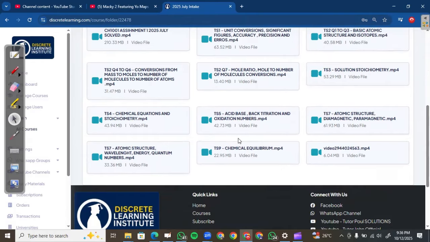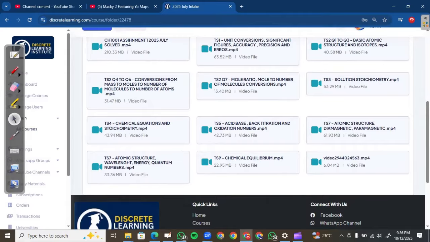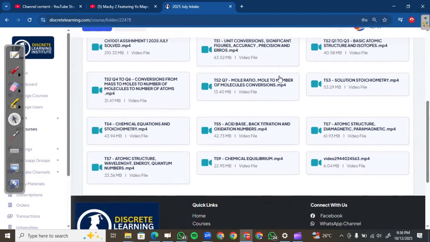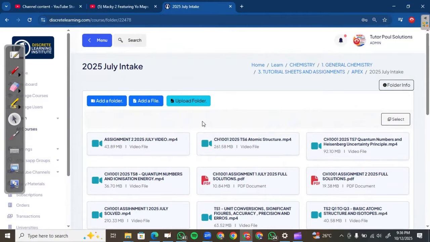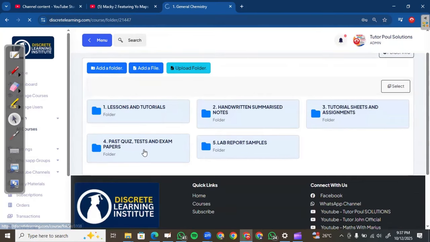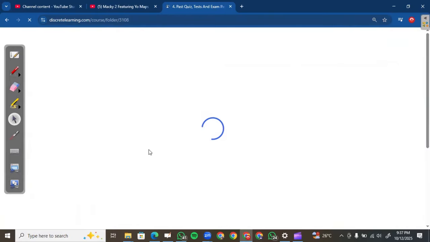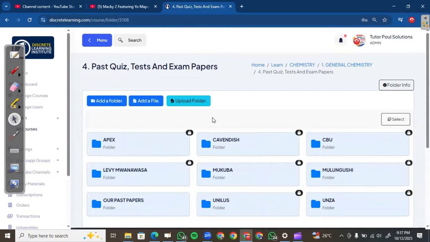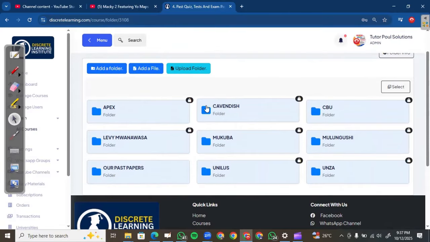So everything that you need is there in order to help you pass your upcoming assessments like quiz 2, test 2, the exam. They're here. So you learn at your own time, at your own pace. You can watch this. And then if you also want to access some past papers, you go to the folder for past papers, which is past quiz, test, and exam papers. If you open that folder, you're going to find similar arrangements to the tutorial sheet assignment folder.